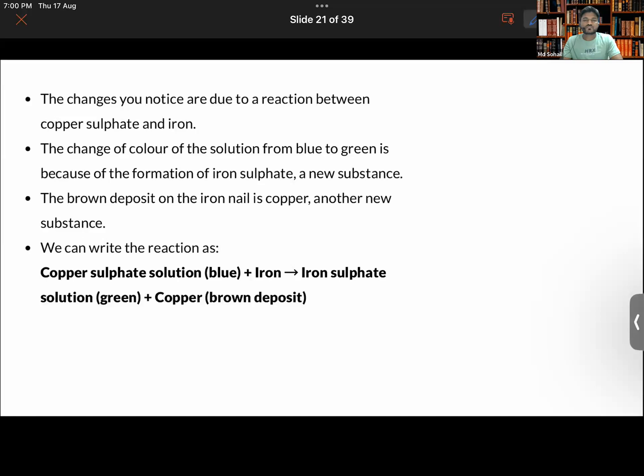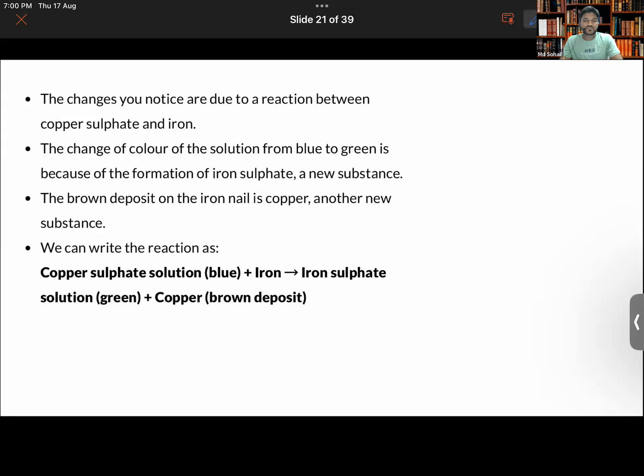The reaction has a brown deposit. Okay, a brownish deposit can be seen over the iron blade. That is a change we are seeing. Apart from that, the green color of the solution, why has it changed?